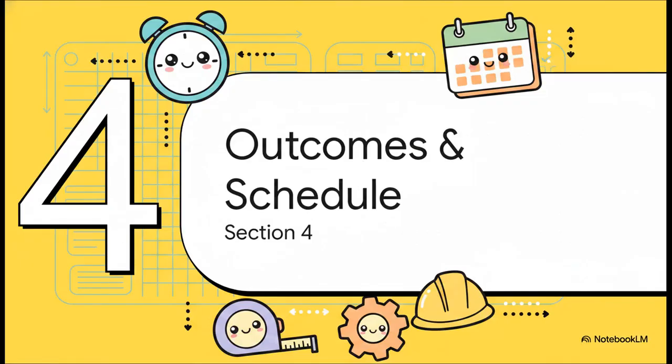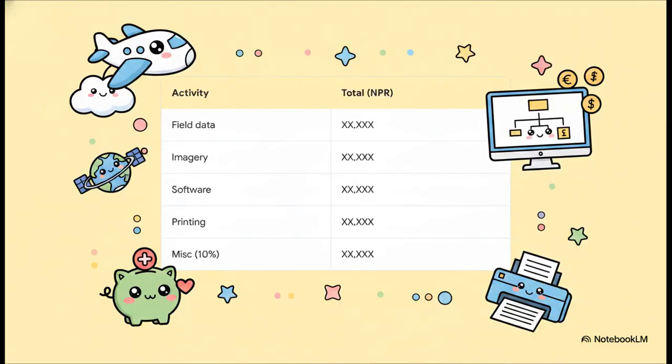All right, on to Section 4, Outcomes, Budget, and Schedule. Because this is an engineering proposal, you've got to prove your project is actually feasible within your time frame and resources. Evaluators are looking for a highly structured budget table. It needs to cover everything: fieldwork travel, accommodation, commercial credits for Google Earth Engine, software licenses, printing, the whole shebang.